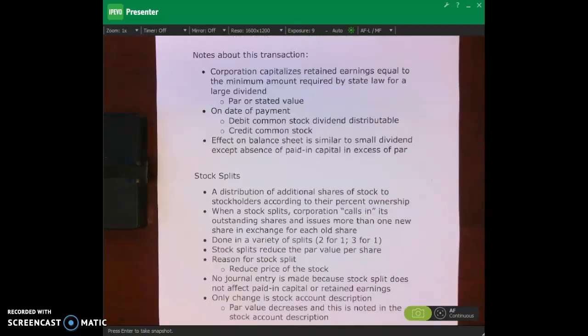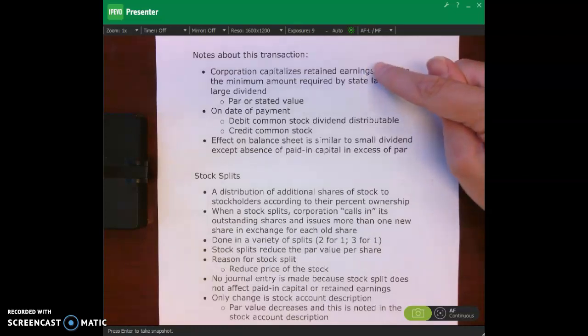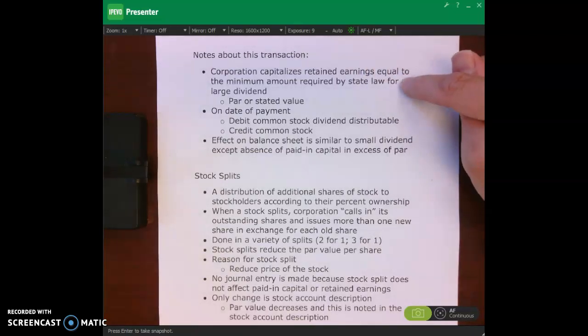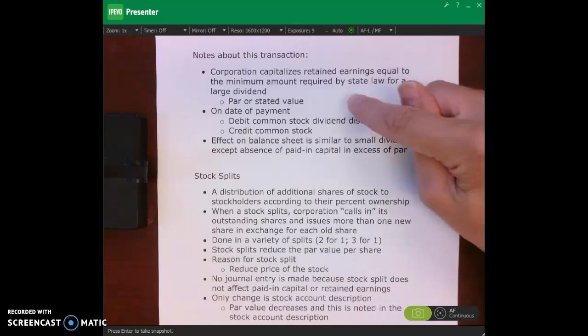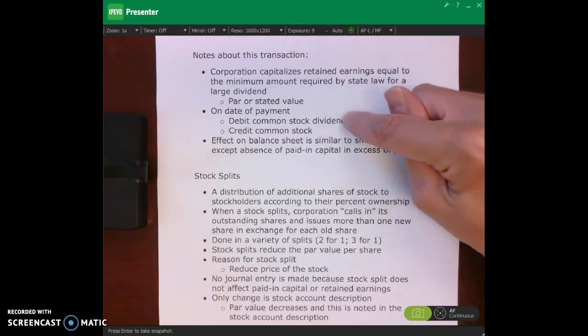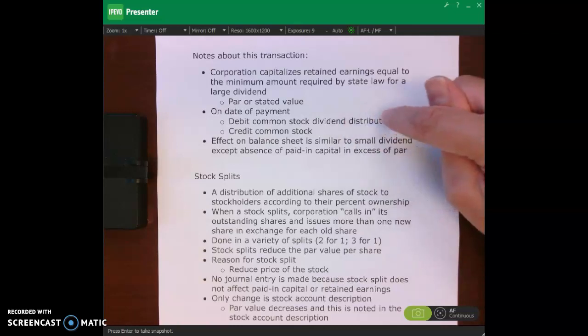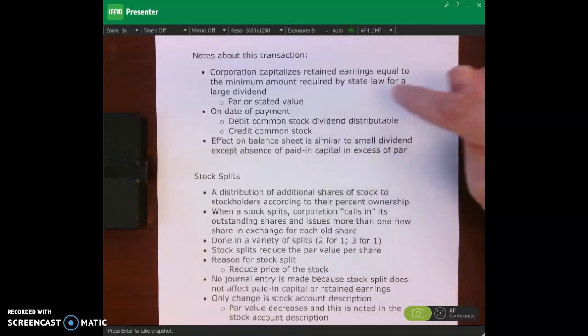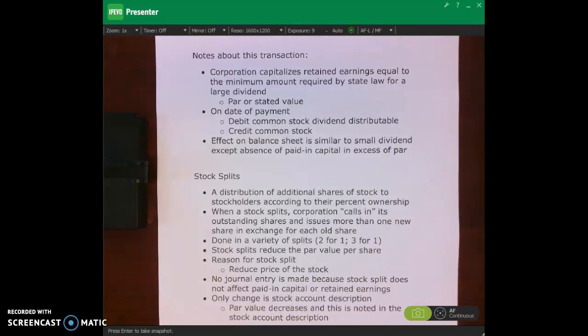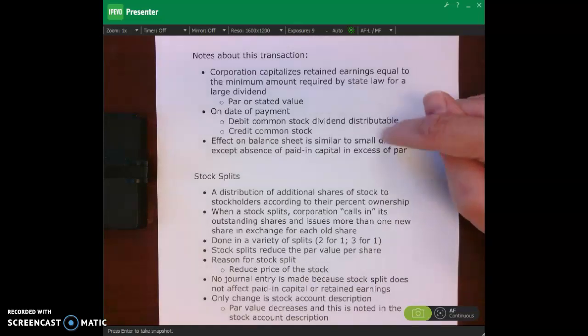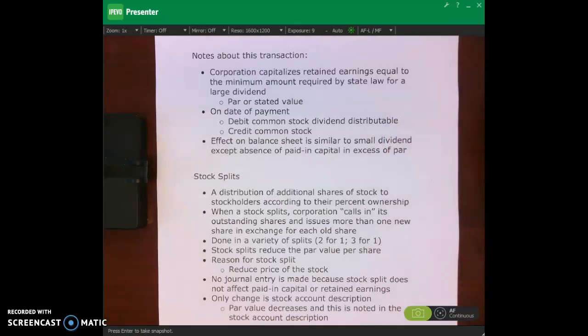When we look at some of the notes on this transaction, this is just repeating or reinforcing what I was just talking about. So the corporation will be debiting retained earnings for an amount equal to either the par value or the stated value. On the date of the payment, just like what I was saying, we debit our common stock dividend distributable, and then we credit common stock. And then the effect on the balance sheet is similar, okay, except we don't have that paid in capital in excess of par because we're only dealing with the par value, not the market value.